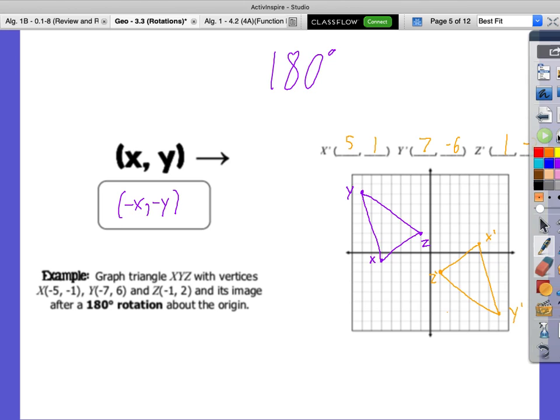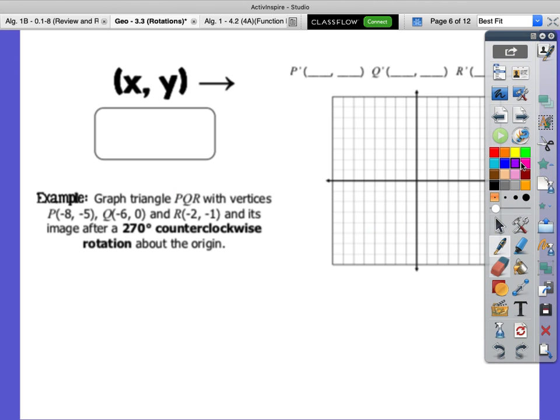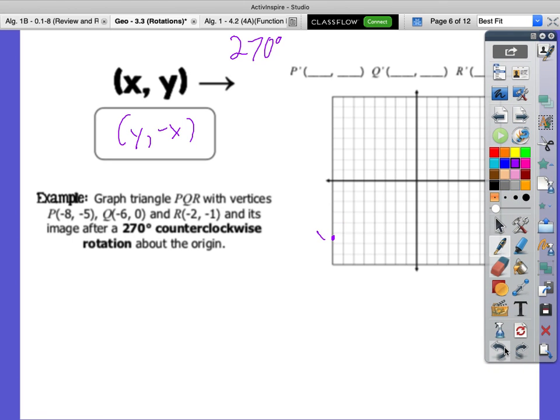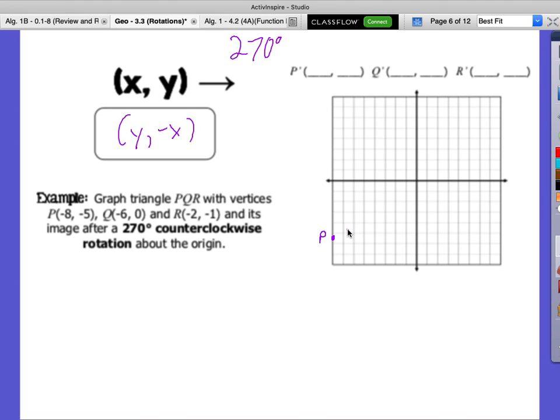Okay, let's go on to our 270 degree. So look at 270 degree rotation here. X comma y yields what? y, comma, negative x? Very good. Y comma negative x. So as per usual, we're going to graph our original triangle. That's not x, that is p. Then we're going to graph q, negative 6, 0, and r, negative 2, 1.